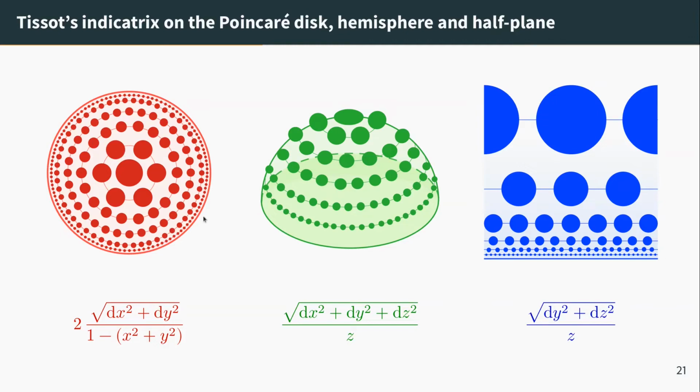Now, same story on the hemisphere, but you can think of those things as just the images of the disks by the stereographic projections. So now the metric is like the normal Euclidean metric on the tangent plane of the sphere, divided by z. So here I have a normal unit disk, and here I'm just displaying tangent disks with radii equal to z. And finally, here I do exactly the same thing. I'm just displaying disks on the half plane with radii equal to z.